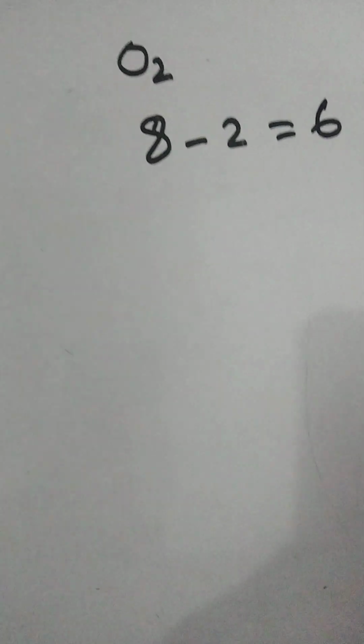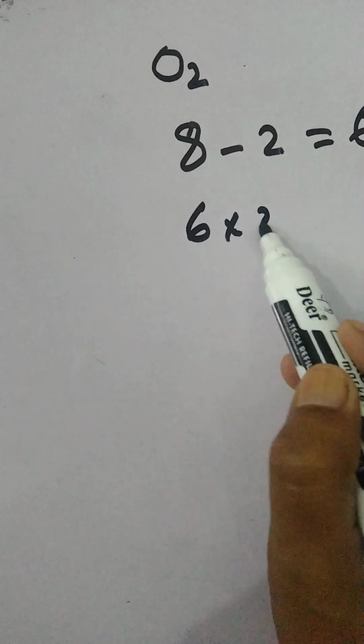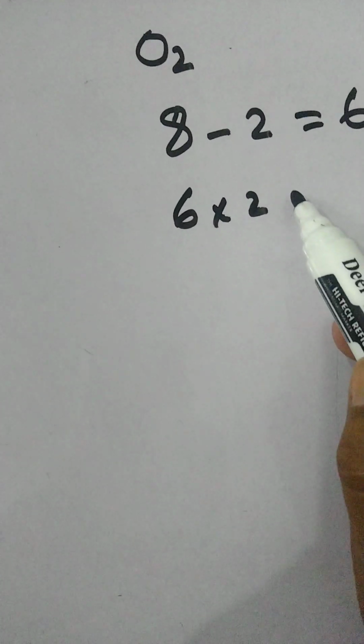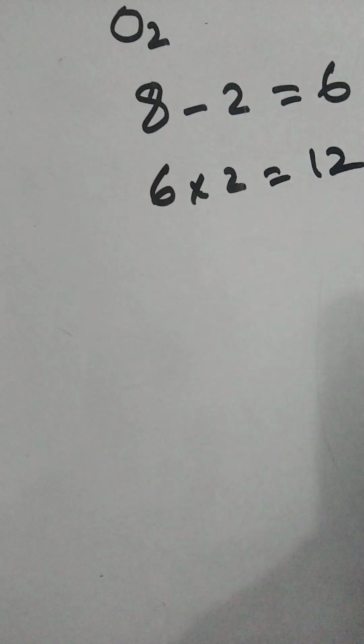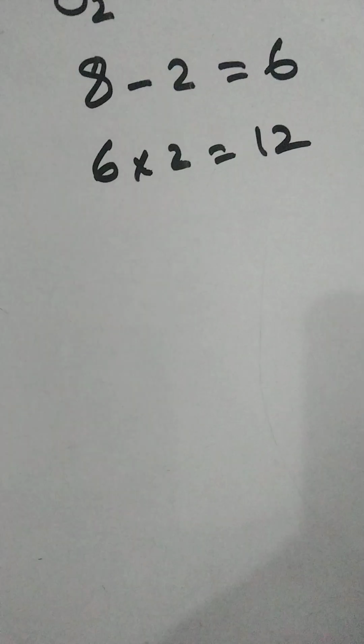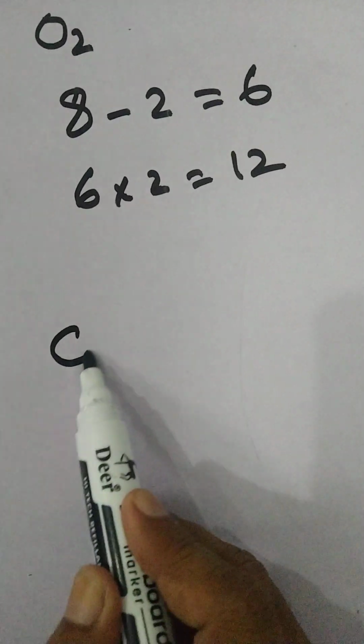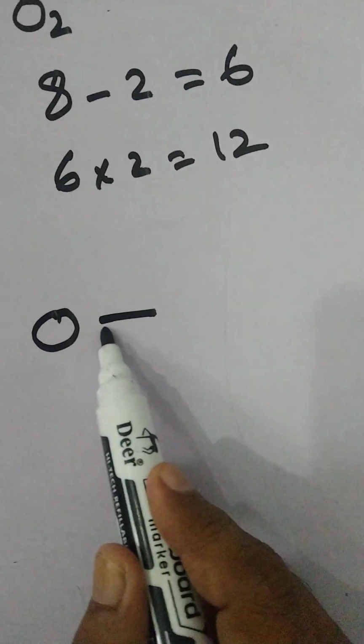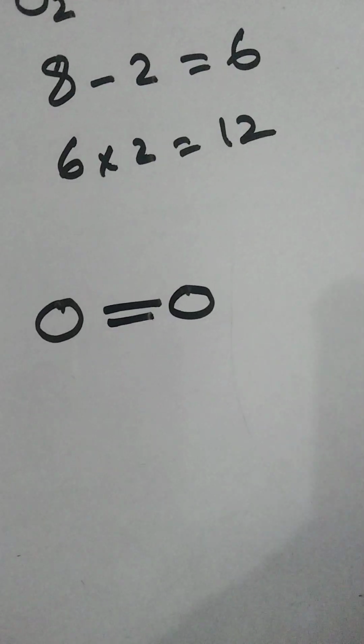So how will we do it? 6 multiplied by 2. Why 2? Because oxygen occurs 2 times. 6 multiplied by 2 is 12 electrons. We have to balance the 12 electrons in a structure. How? Oxygen double bonding with another oxygen.